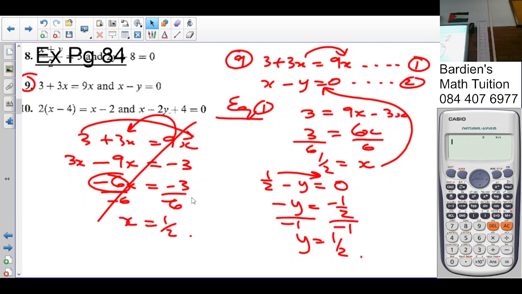Number 10. What's your answer to number 10? 6, yes. And y is? 5. Any issues there? No. Nice.